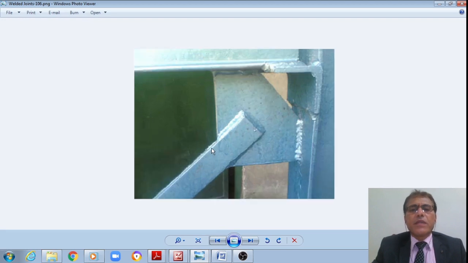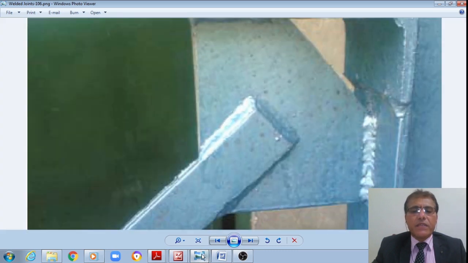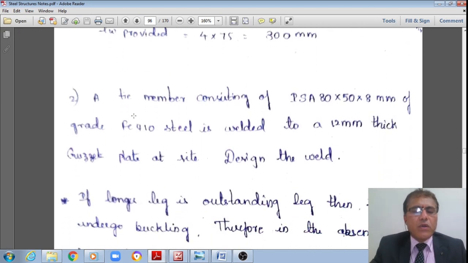That is how we'll provide 1, 2, 3, and on the rear side also. We'll provide that fillet weld. It is the fillet weld, student, right? Please see this, right? Fillet weld is provided. Therefore, I hope you understood this design, student. Now, if you understood, now let us move to the next problem.